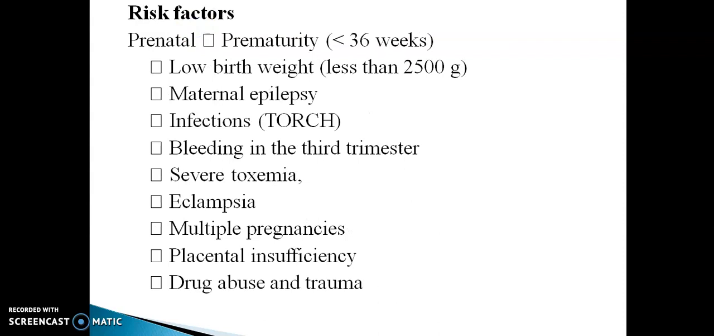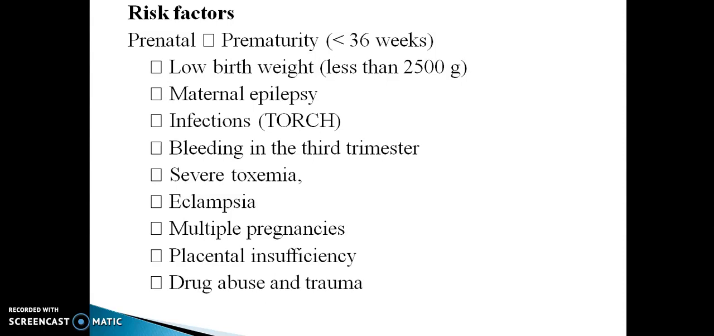So what are the risk factors? Risk factors are mainly prenatal, natal, and postnatal. Many risk factors are there; the important ones I am giving here. Among the prenatal risk factors, prematurity is a big risk factor. Any delivery before 36 weeks of conception is a preterm delivery, and preterm delivery is considered to be the biggest risk factor for cerebral palsy.